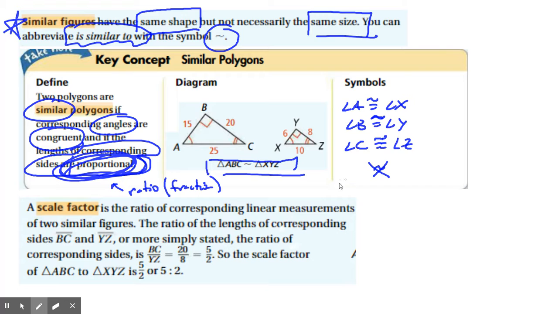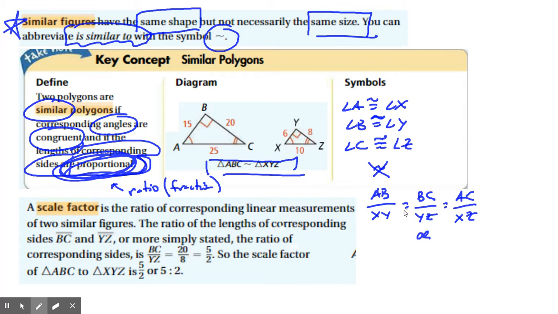So you can write this proportion like this. You could put AB in a ratio with XY, and that's going to be equal to BC in a ratio with YZ, and that's going to be equal to AC in a ratio with XZ. So each pair of corresponding sides is in a fraction, all set equal. This is what we call an extended proportion because there's 3 ratios.